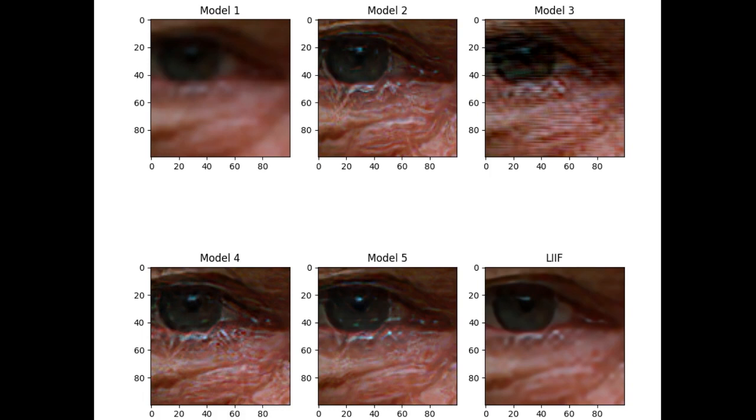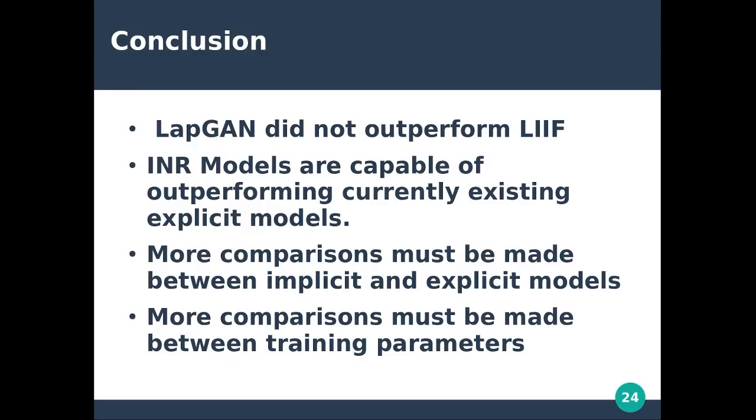The LIIF model looks slightly blurrier than the GANs, but it has sharper lines and clearer shapes. This is why we believe it won the contest of most visually convincing. In conclusion, our hypothesis that one of our explicit models would outperform the LIIF model has been disproven. This shows great promise in the LIIF model and implicit neural representation models as a whole.